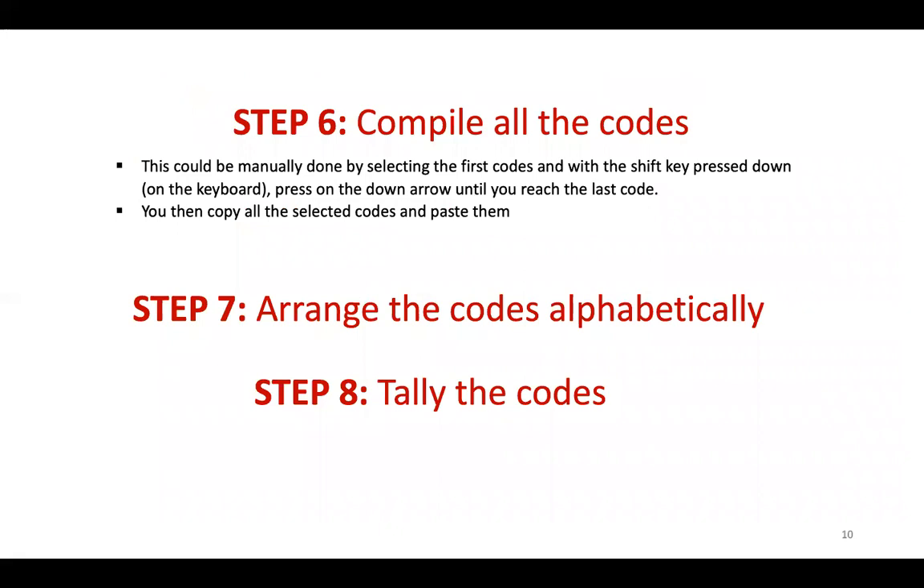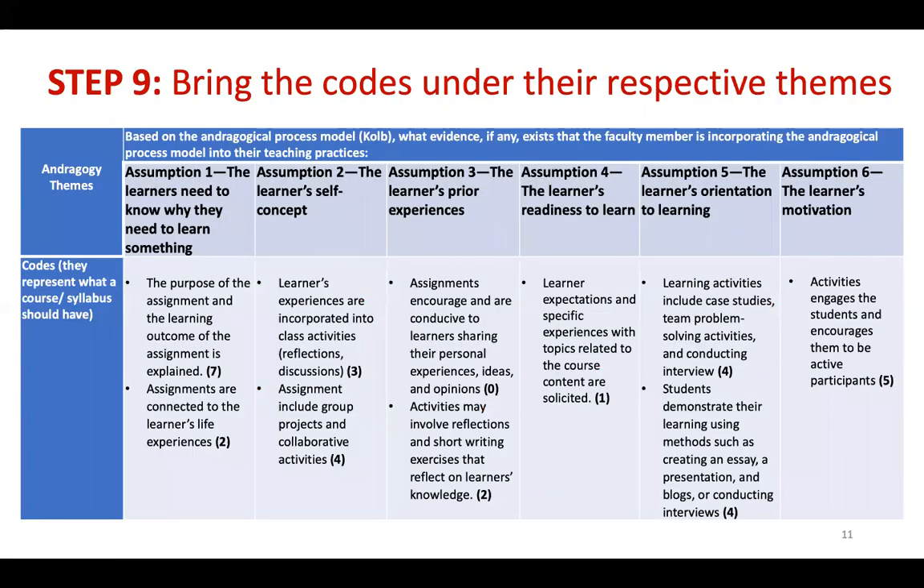You're then going to go through the process that he outlined of compiling all the codes, and this, in your case, will be conducted manually. Then you will copy and select all the codes and paste them appropriately as he demonstrates. You'll arrange the codes alphabetically, then you will tally the codes, count them. And then with the output, one of the output documents that I like to see is where you will put, count by count, where you saw this present in the syllabus.